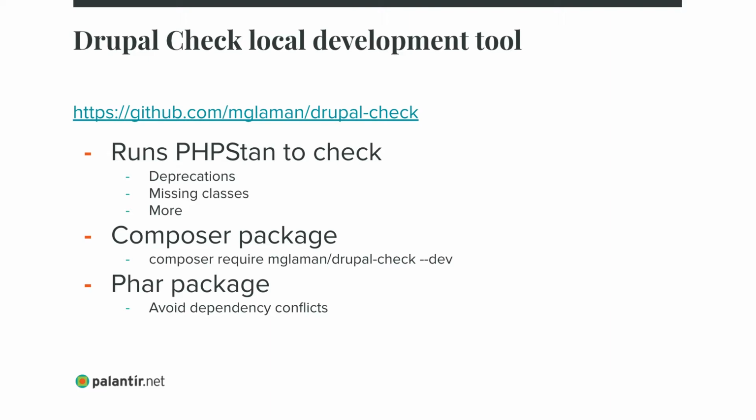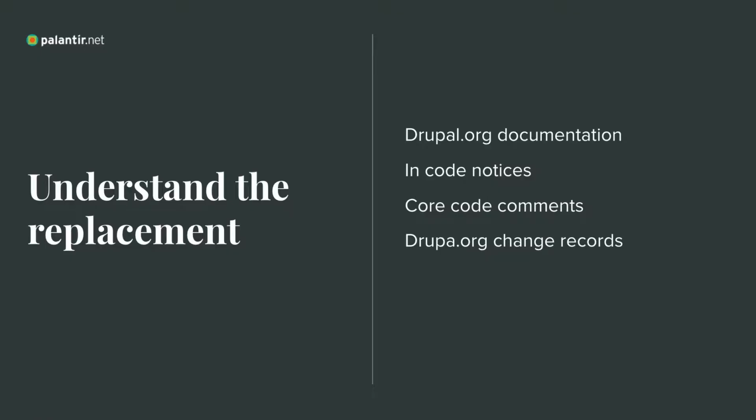Another tool that you could use is a local development tool called Drupal Check. This is a command line tool that you download as a composer package. It uses a FAR package to avoid dependency conflicts, and it will also scan for things like missing deprecations, as well as other stuff like classes that are not found. The coverage is a little bit different than Upgrade Status, so it's another one that you can try.